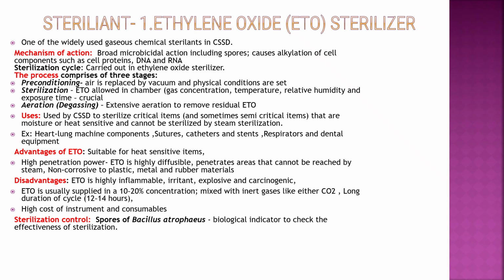Disadvantages: highly inflammable, irritant, explosive and carcinogenic. ETO is usually supplied in 10 to 20% concentration mixed with inert gases like CO2. The cycle duration is long, 12 to 14 hours. There is high cost of instrument and consumables. Sterilization control: spores of Bacillus atrophaeus are the biological indicator.